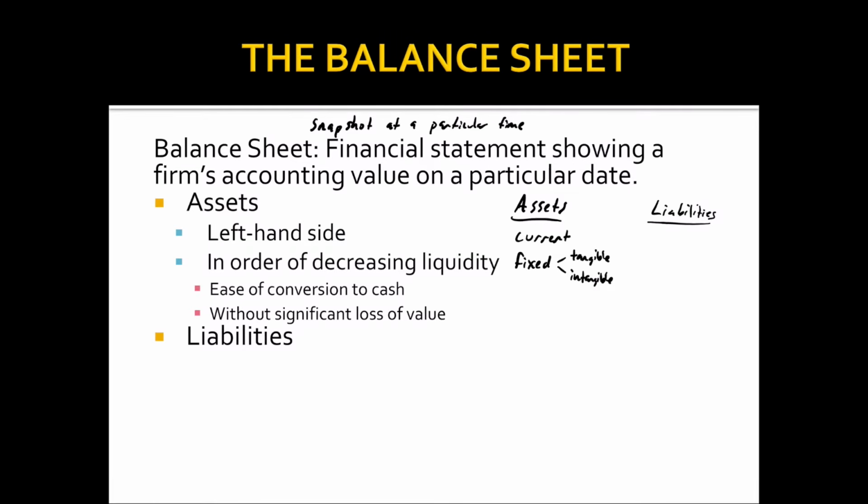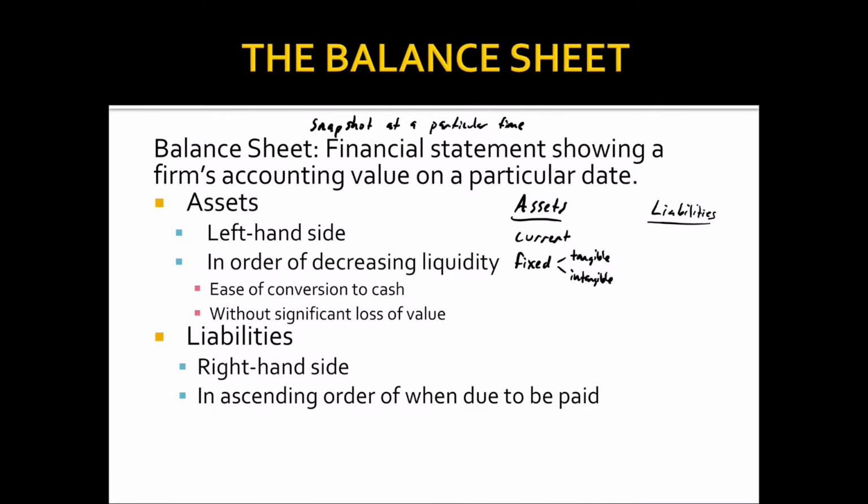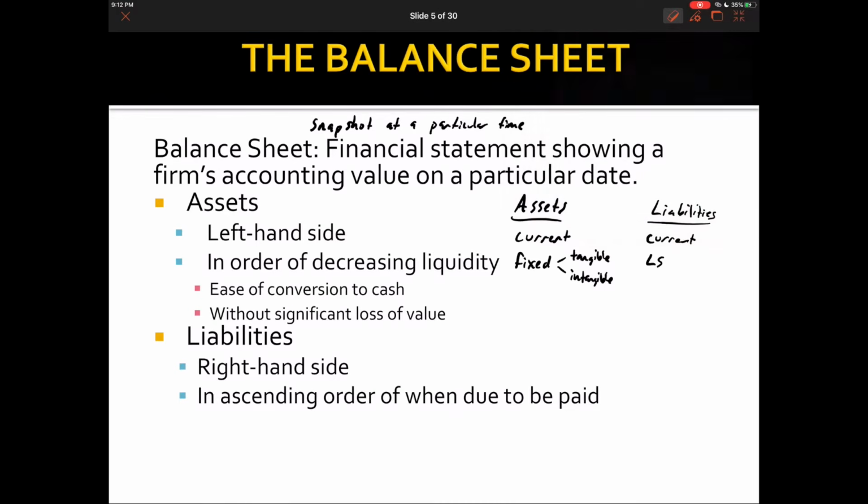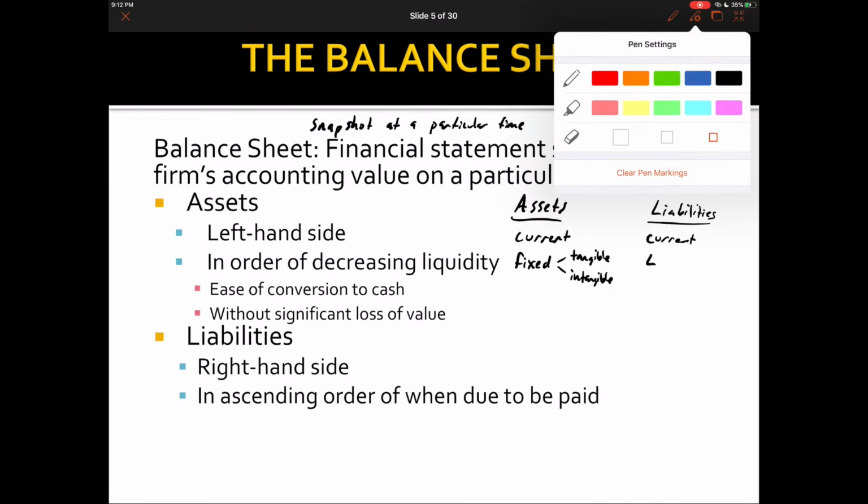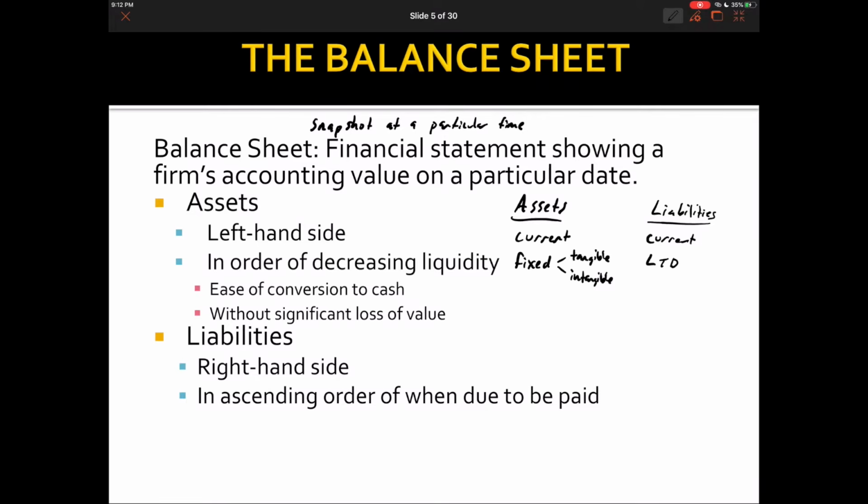Liabilities are what the company owes. Once again, these are listed on the right-hand side, in ascending order of when they are due to be paid. Liabilities are also broken down into two different time frames. You have your current liabilities, which are those that must be paid within 1 year, and then you have your long-term liabilities, which oftentimes you'll just see listed as long-term debt. So that's what liabilities are, your debt obligations.